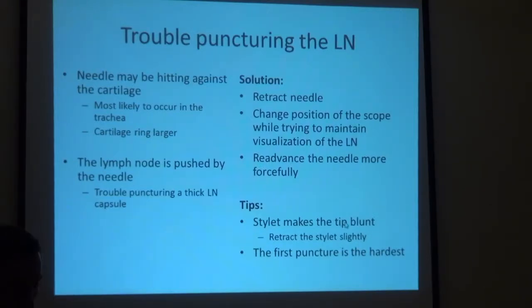And again, the same tip applies for the stylet. And the good thing is that the first puncture is always the hardest. Once you do your first puncture, two things happen. The needle is bent a bit, so it follows a nicer angle. And the second thing, you already have a track, so the needle will slip through that track.